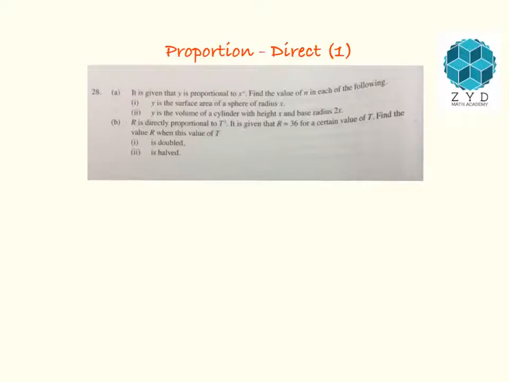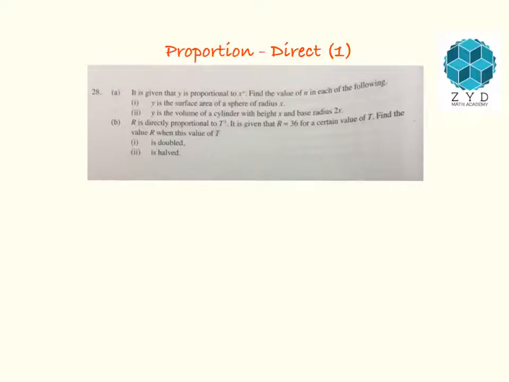Okay, today we have an example. Here, question number 28 taken from an assessment book. It says here, it is given that y is proportional to x to the power of n. Find the value of n in each of the following. Part 1, y is the surface area of a sphere of radius x, and part 2, y is the volume of a cylinder with height x and base radius 2x.